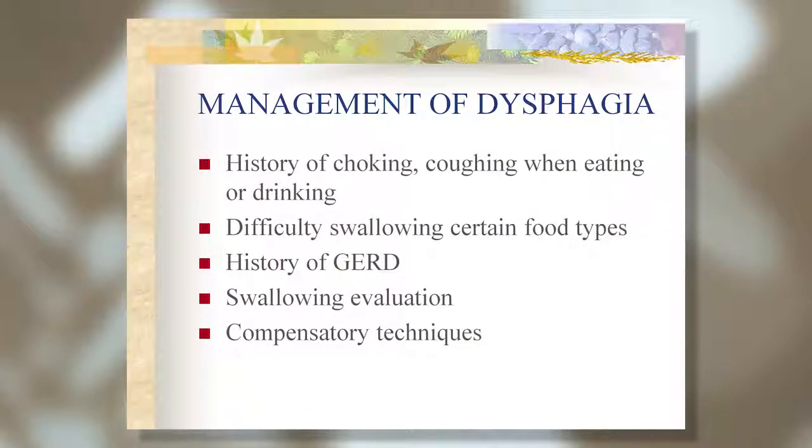Management of dysphagia, or difficulty swallowing, is not unusual to see in patients who had bulbar polio and weakness of the cranial nerves. Often the patient will report a history of choking or coughing when eating and drinking, or difficulty swallowing different types of foods. It may also be associated with a history of gastroesophageal reflux. So a patient certainly does need to be evaluated, both for possibility of reflux and their swallowing mechanism.